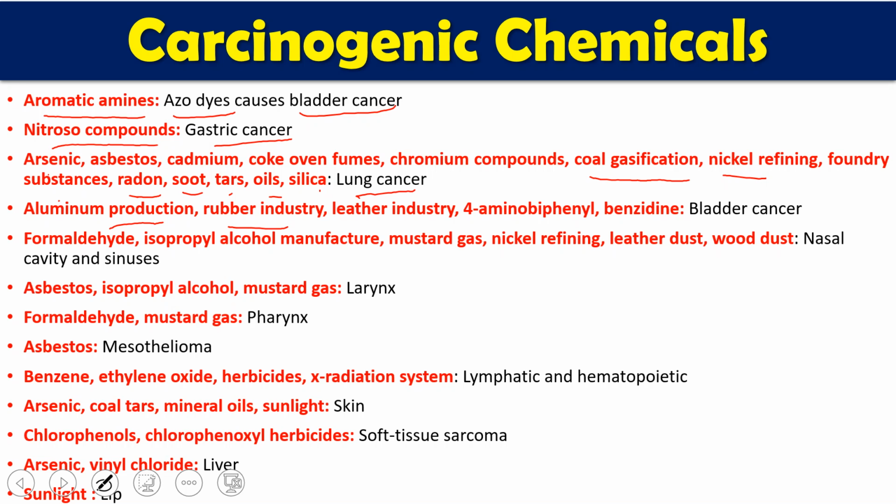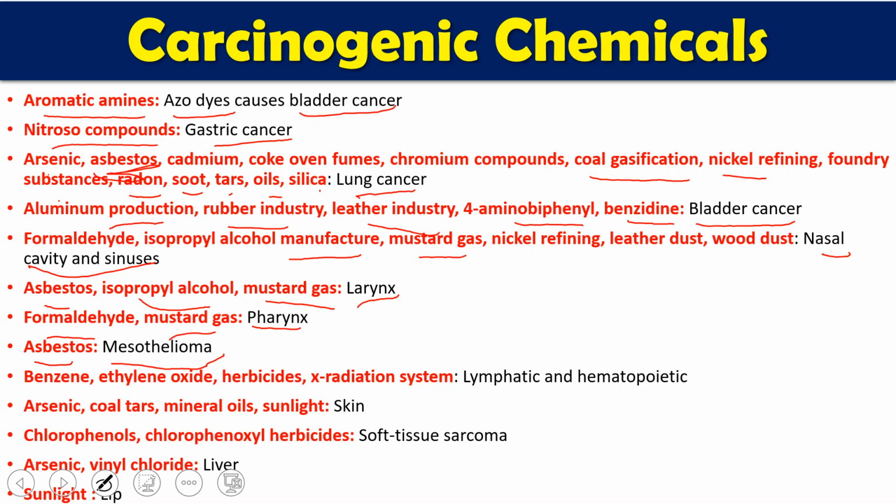Aluminium products, rubber industry, leather industry, 4-aminobiphenyl, benzidine: bladder cancers. Formaldehyde, isopropyl alcohol, mustard gas cause nasal cavity and sinus cancers. Asbestos, isopropyl alcohol, mustard gas also cause larynx cancers. Formaldehyde and mustard gas also cause pharynx cancer. Asbestos, there also we have seen asbestos here, causes a lung cancer, that is mesothelioma.